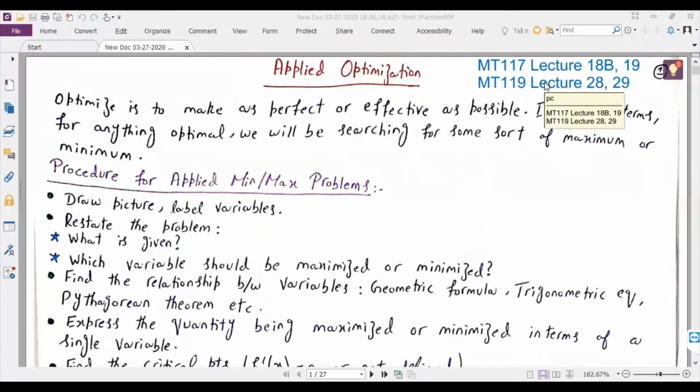In step four, find the interval of possible values for this variable from the physical restriction in the problem. And in step five, if applicable, use the techniques which were discussed in the previous lectures to obtain the maximum or minimum.